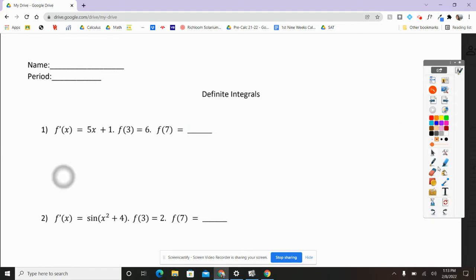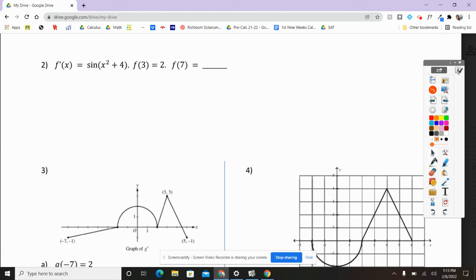Now for 2, you're going to need a calculator because we don't really know how to do this antiderivative. So I'm going to set it up the same though. It's going to be from 3 to 7. But this time we're going to have sine of x squared plus 4 dx. And then we have f of 7 minus f of 3 again.